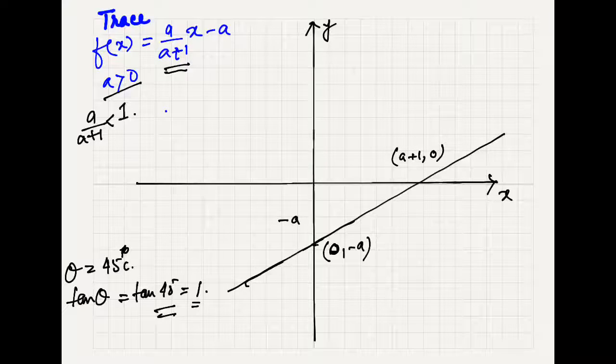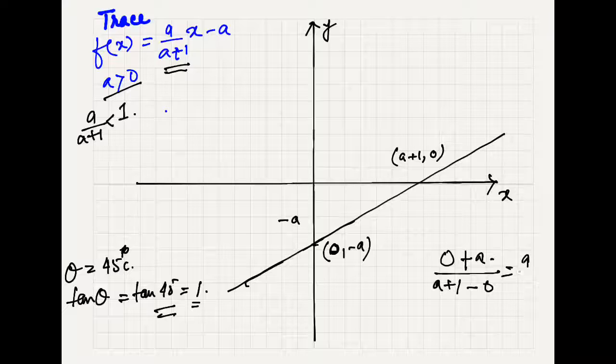Let's see. So, y2 is 0 minus y1 is minus a, so plus a, by x2 is a plus 1 minus x1 is 0, so it is a by a plus 1. m equals a by a plus 1, yes, this is my desired line. So, I have to always mention these two coordinates when I am tracing this kind of graph, where a is any arbitrary constant, and at x equals 0, y is minus a, so my y-intercept is minus a.